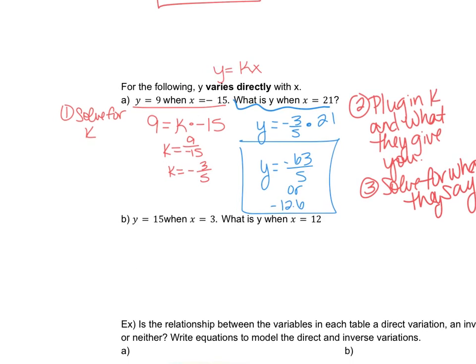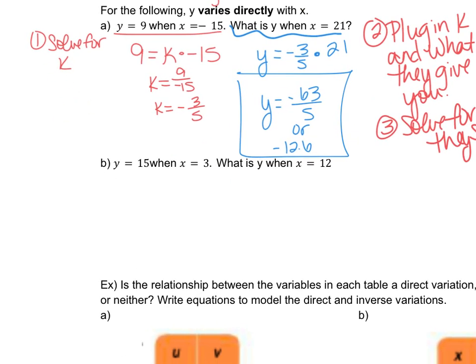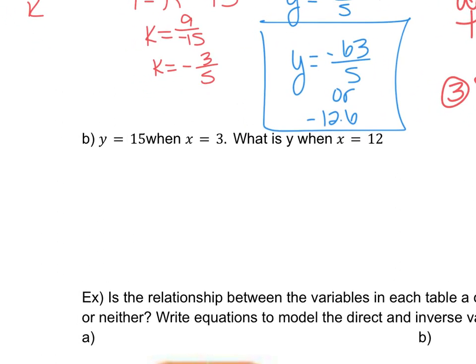If you want to pause the video, you try it on your own, see if we can get the same answer. So first thing I'm going to do is solve for k. So y equals kx. So 15 equals k times 3. Solve for k. So k equals 5. Okay, so we got our k.